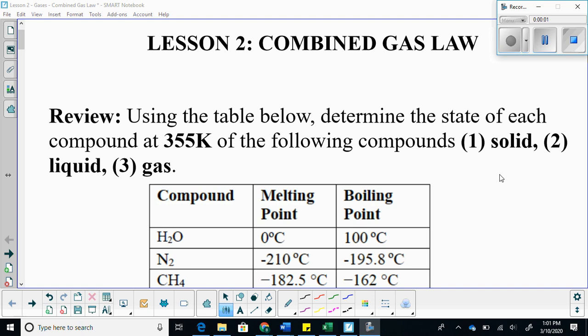Covering combined gas law. Combined gas law is basically taking a look at pressure, volume, and temperature affecting a gas. Before we get into that, I want us to go through this table and determine the state of each compound at 355 degrees Kelvin. So you're going to give it a code 1, 2, 3, depending on what state it is. I'll give you guys about 2 minutes to do that, and then we'll take it up.